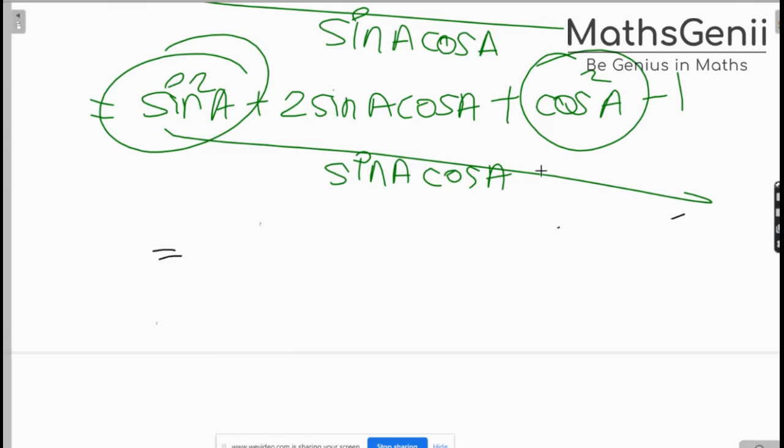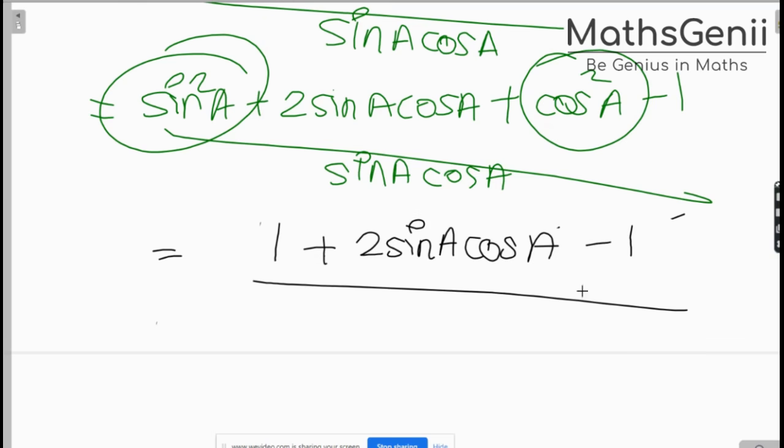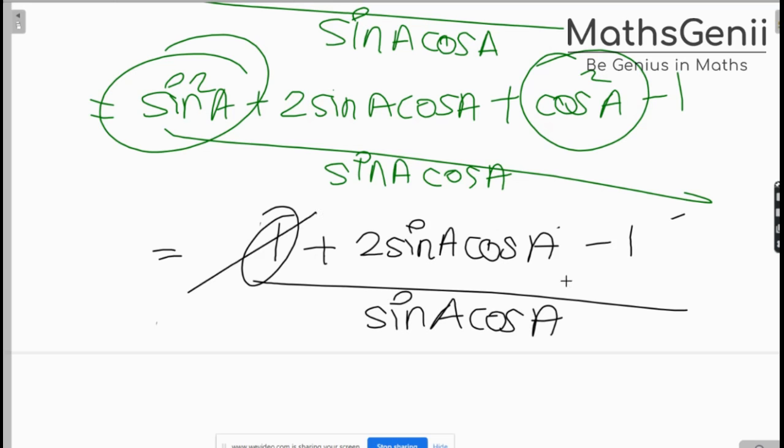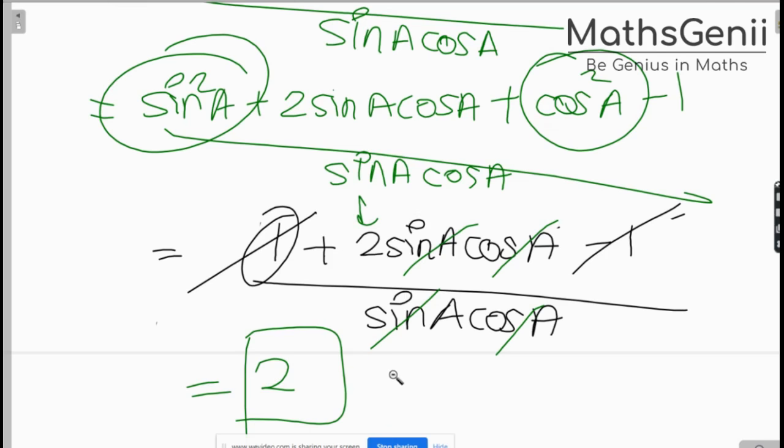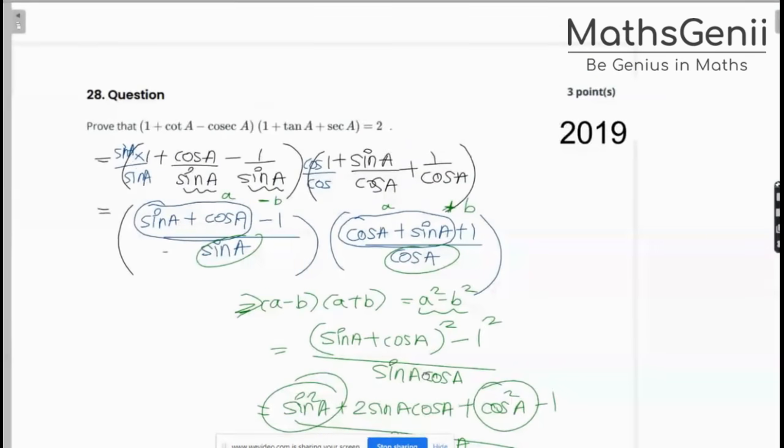what do I know? Sine square plus cos square is 1. 2 sine a cos a, minus 1. We have done this formula a lot, right? Today sine square plus cos square is 1. And this remains as it is. Plus 1 minus 1 gets cancelled. Sine gets cancelled. Cos gets cancelled. Only thing that remains is 2. This is what I wanted to prove. Correct?